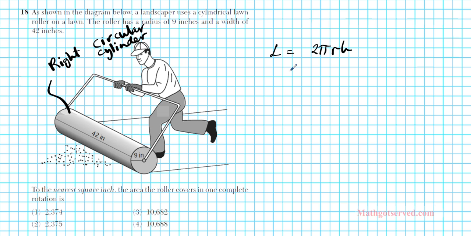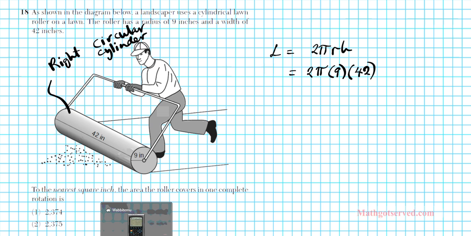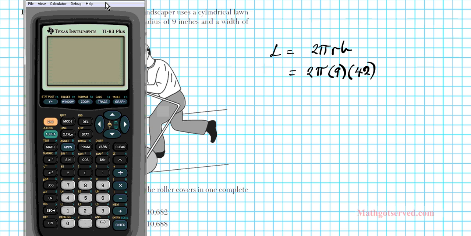Okay, so let's go ahead and calculate it. We have 2 pi times the radius, which is 9, times the height, which is 42. Okay, so 2 pi RH will help us calculate the surface area. Okay, so let's calculate that.